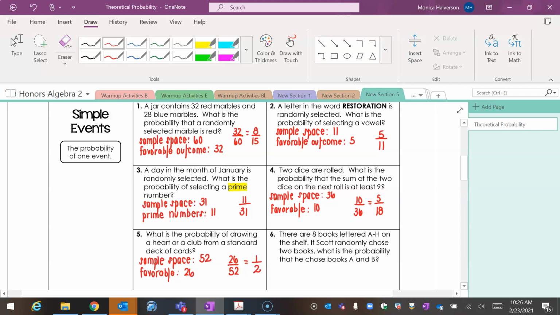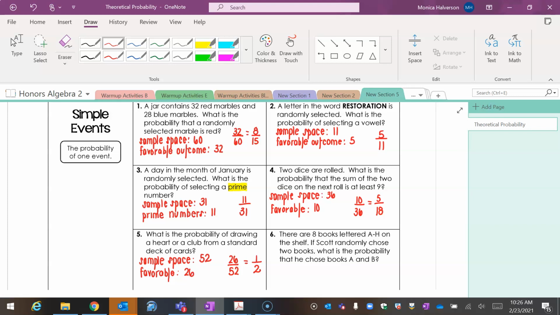All right, for number 6, there are 8 books lettered A through H on the shelf. If Scott randomly chooses 2 books, what is the probability that he chose books A and B? Now, this is a tricky one.